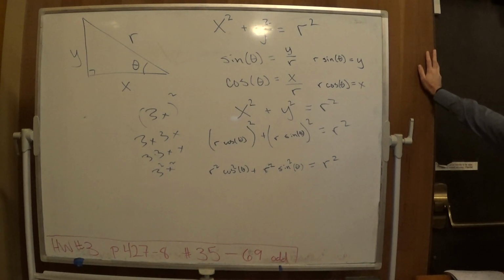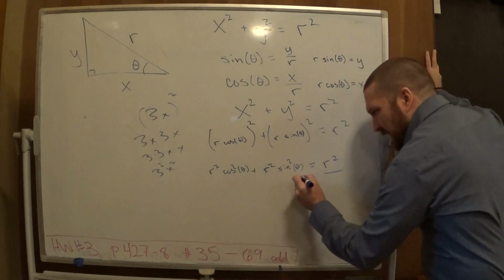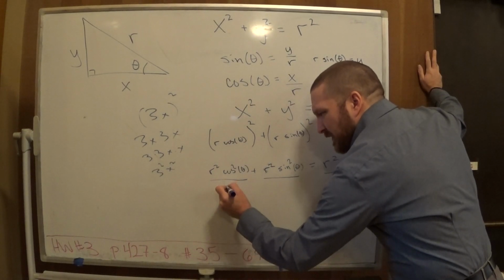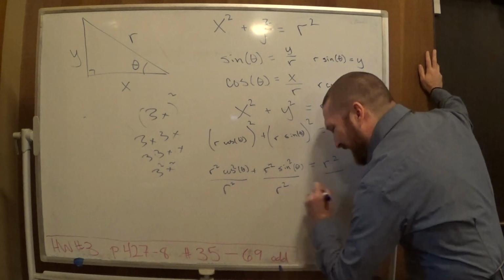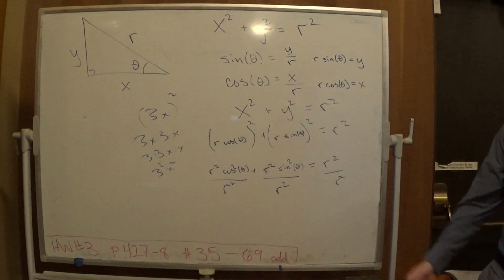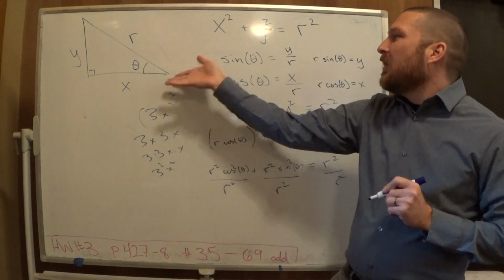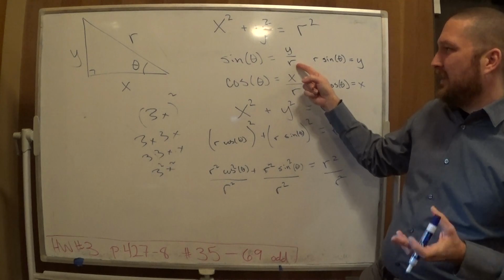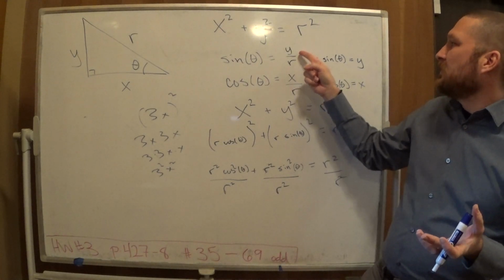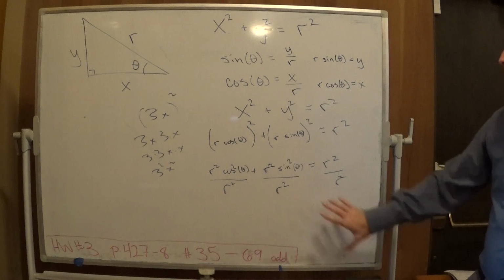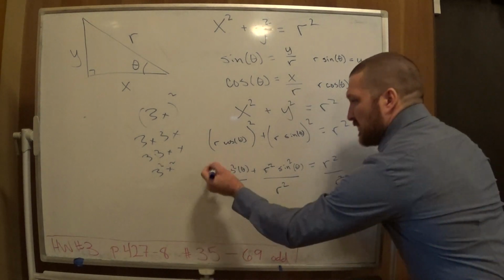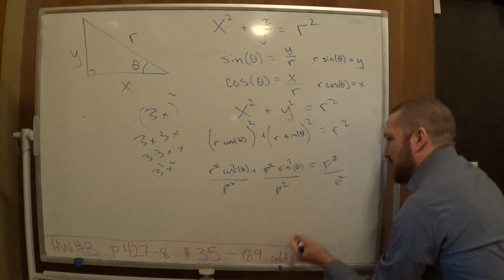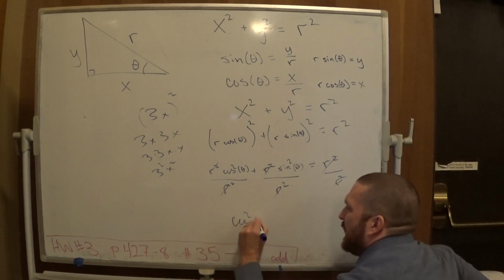R squared. Can I get rid of it? Can I divide it out? Can I do that though? What if it's 0? But it can't be 0, right? Because if it is 0, then you don't have a triangle, and all of this stuff doesn't make any sense, because you can't divide by 0. So we know r is not 0, so this works. This cancels, that cancels, that cancels, and I get what we had.